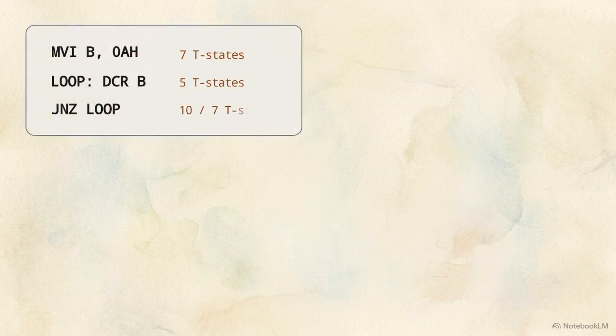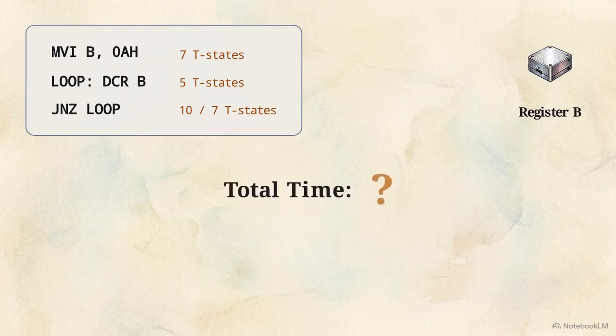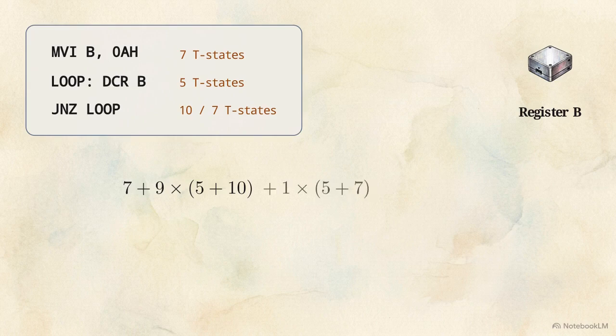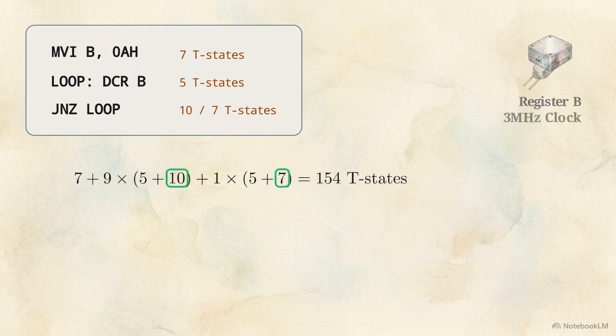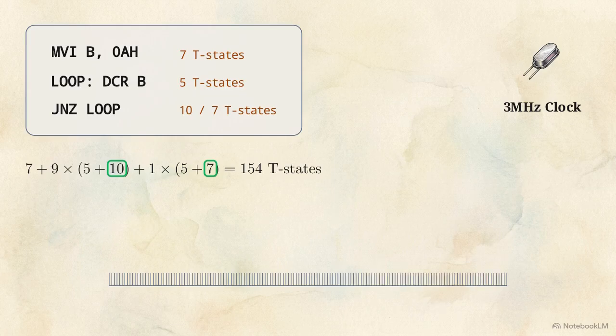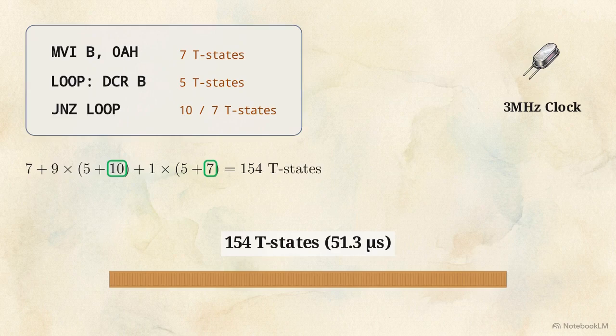To calculate a precise time delay, we count individual T-states. Try to calculate the execution time for this 10-iteration loop, keeping in mind that the branching instruction behaves differently on the final pass. The first 9 jumps take 10 cycles each, but on the 10th pass, when the zero flag is set, the jump is not taken. This final branch only consumes 7 cycles, for a total of 154 states. Understanding exactly how many clock cycles a decision takes allows us to build precise timing delays for hardware communication.